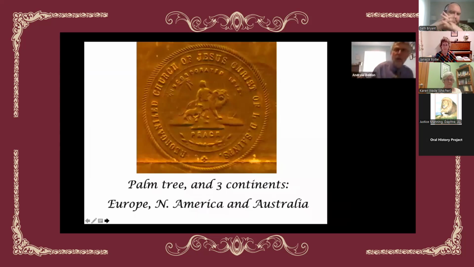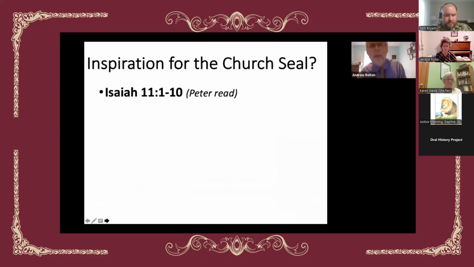If we look closely at the church seal, we have the palm tree. The church had been reestablished in French Polynesia. And we had the 3 continents, Europe, North America, and Australia. Where's the inspiration for the church seal?